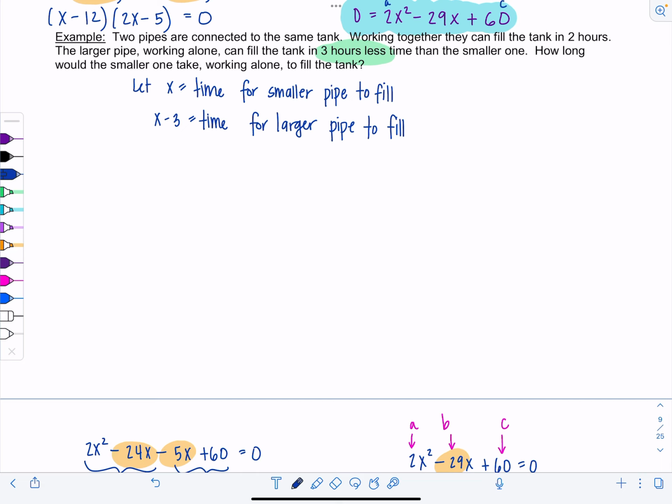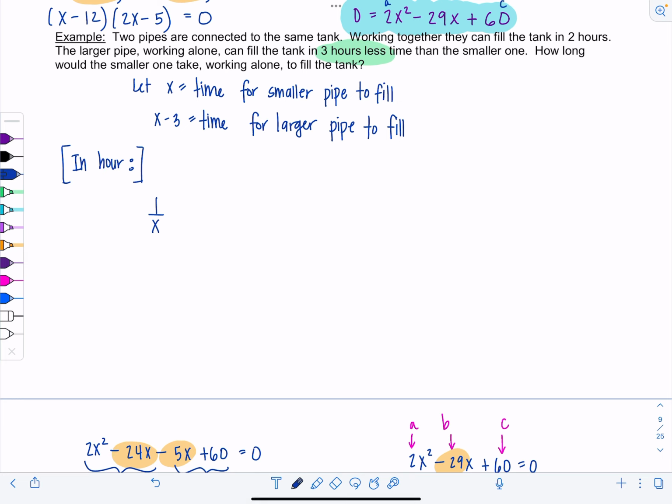Okay, so in 1 hour, let's see what equation we can write. You always do it in 1 unit of time, okay? So if the smaller pipe takes x hours, after 1 hour goes by, it has filled up 1 over x of the tank. What do I mean by that?